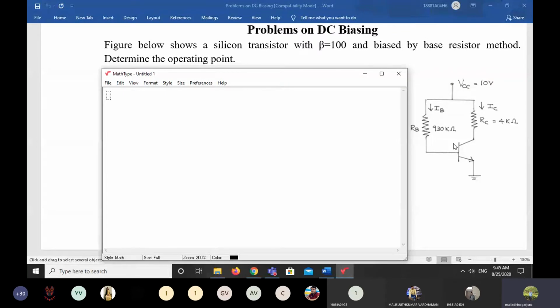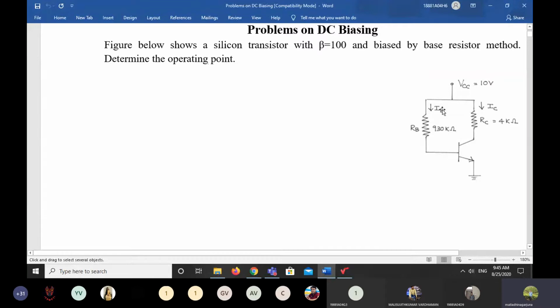Okay, so now see the circuit diagram. This is the circuit here. Here you apply KVL to the input loop. The input loop is from VCC to the RB resistor, then through the base to emitter voltage, and then to ground. From VCC to the ground, this way you can apply KVL.